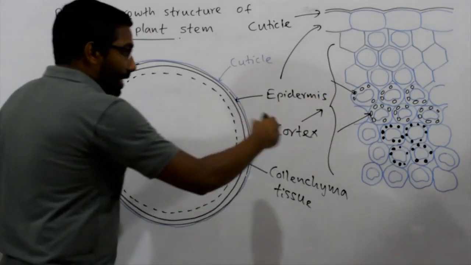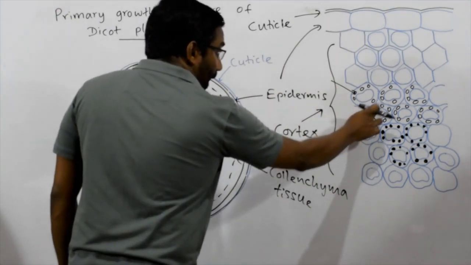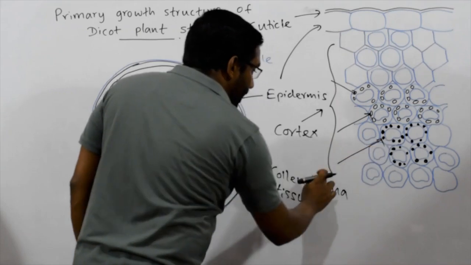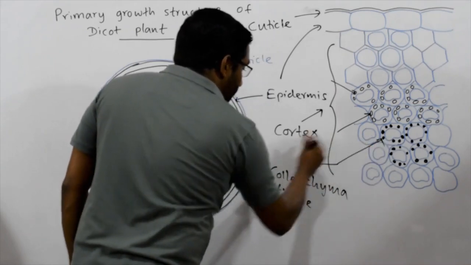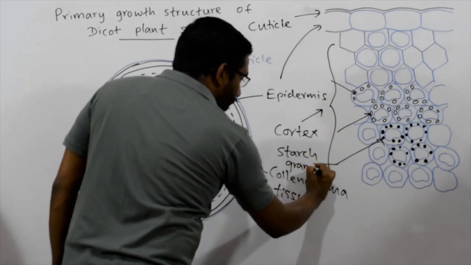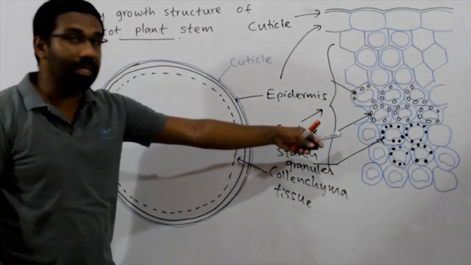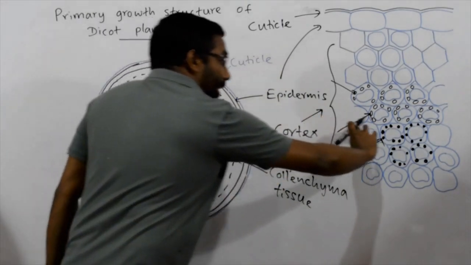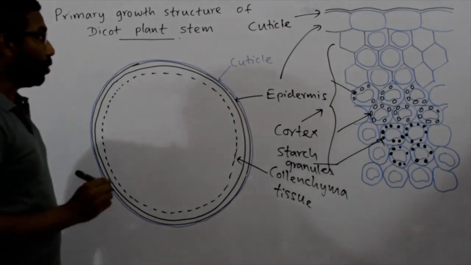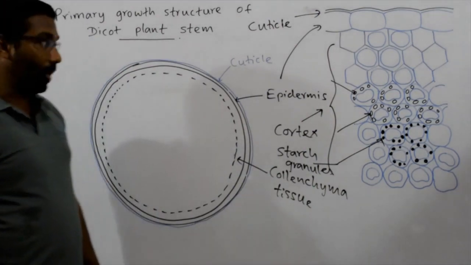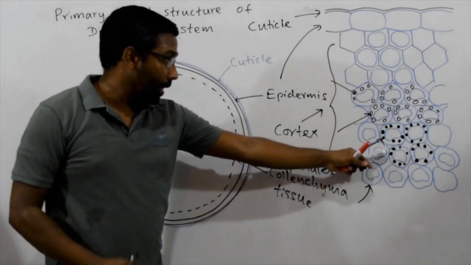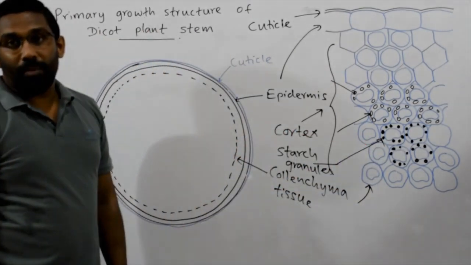Okay. Then inner to these parenchyma cells with chloroplasts, you can observe there are parenchyma cells with starch granules. Imagine these are starch granules. This parenchyma cell layer with starch granules is known as the starch sheath. Then inner to that starch sheath, it has typical parenchyma cells.